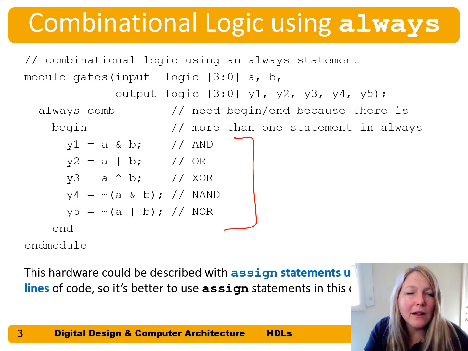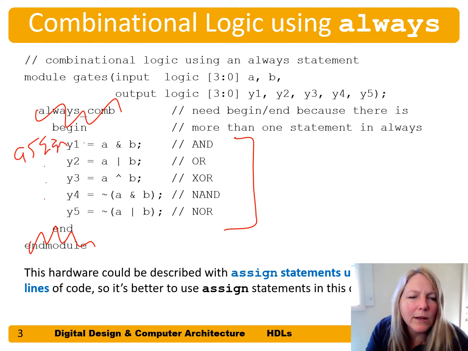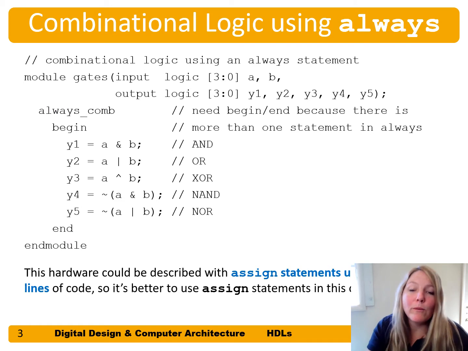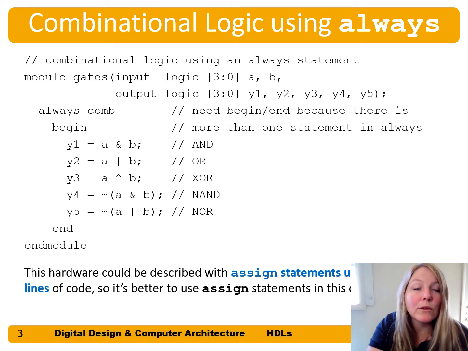And you'll notice that this is almost exactly the same as our prior module that we had, but instead of using the always block, we just use assign statements. So assign y1 equals blah, blah, blah. All of those are assign statements. Assign y2 equals, assign y3 equals, and so forth. And so in this case, it would be better to actually use assign statements because it's fewer lines of code, and there's no need to use the always block. But just to show you how you could use an always_comb statement to indicate that you're producing combinational logic inside the always block.